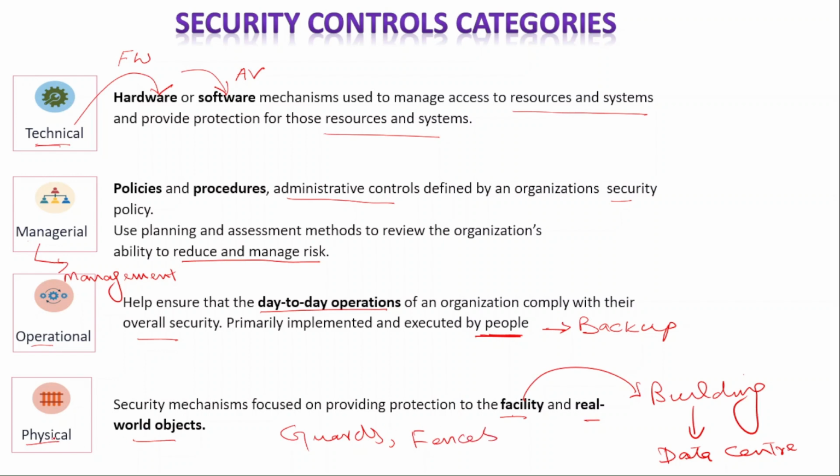So in short, the physical category of security controls are those that can be seen or can be touched. These are tangible, such as guards, fences, etc. We will see examples of each of these in a moment.